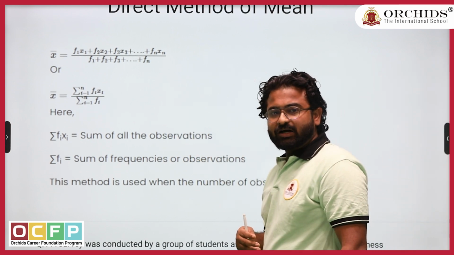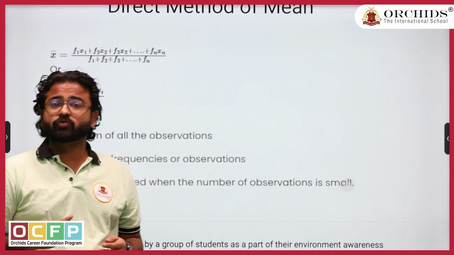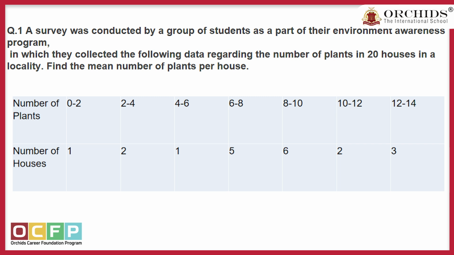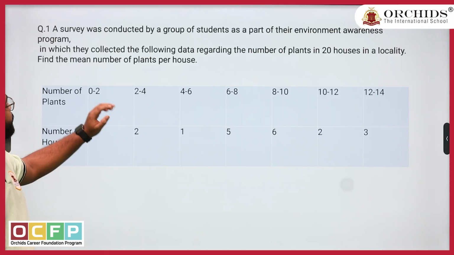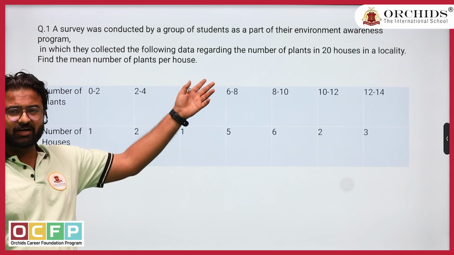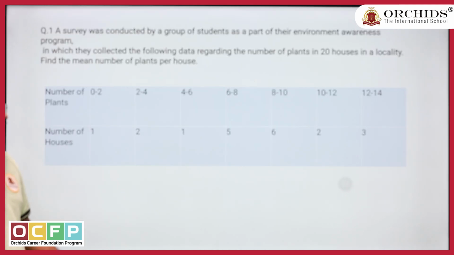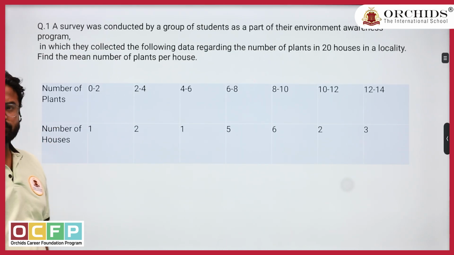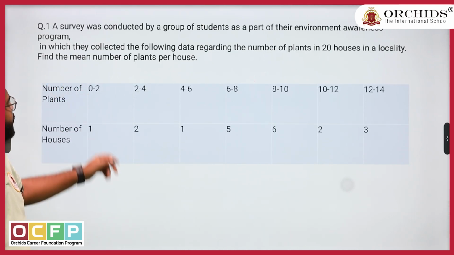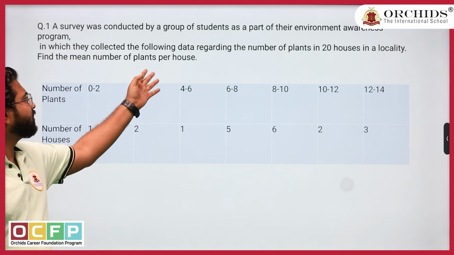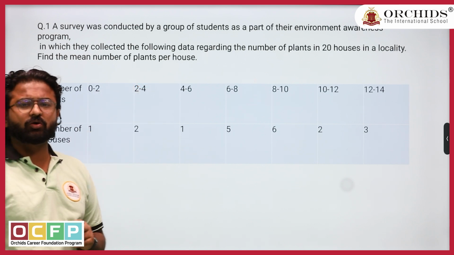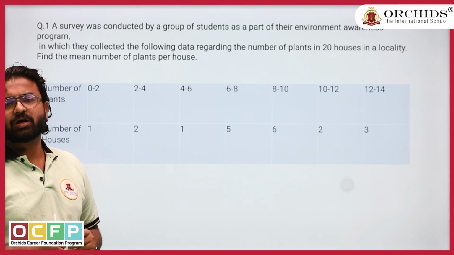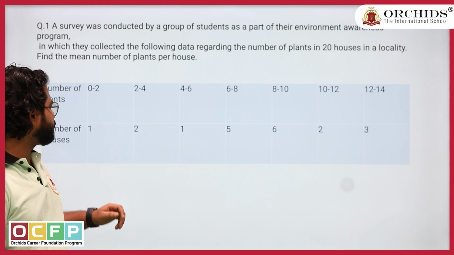Now we will start practicing questions so that you are able to score in the board exam. Let's go with the first question. I hope it is visible. This is my first question. A survey is conducted and this data is given: number of plants and number of houses. They are asking us to find the number of plants per house. That means we have to figure out the mean. So we will go with the first method, the direct method to find the mean.